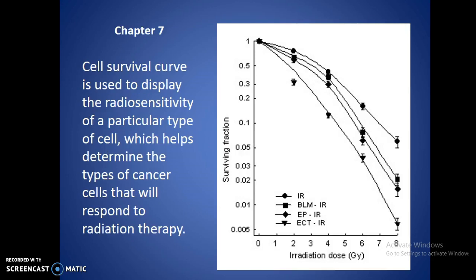Cell survival curves are mainly used in radiation therapy to determine the sensitivity and see what types of radiation will work on killing the actual cancer cells without destroying every other cell within its path as well.